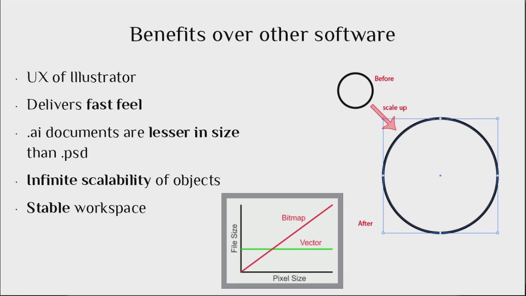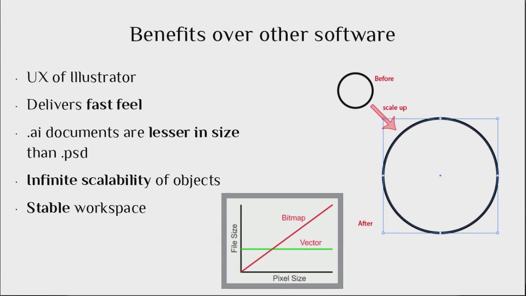Further ahead, we have infinite scalability of objects, as I was already saying. As you can see in the right side image, you have the before and after. There is no loss in the image when you scale it up. And lastly, we have a stable workspace. A stable workspace is one that doesn't often crash or report errors or cut off links between other tools. This happens very rarely. I wouldn't say it never happens, but the probability of it happening is pretty low.